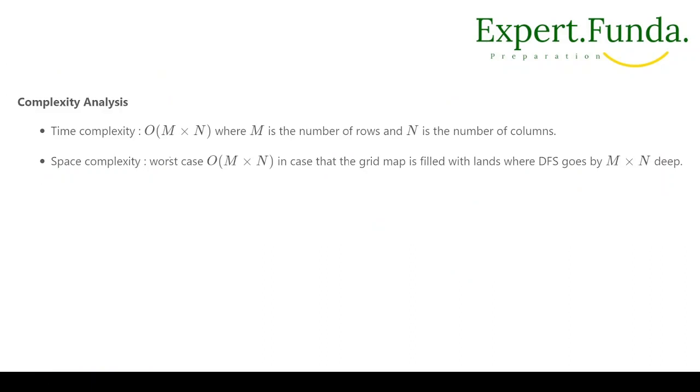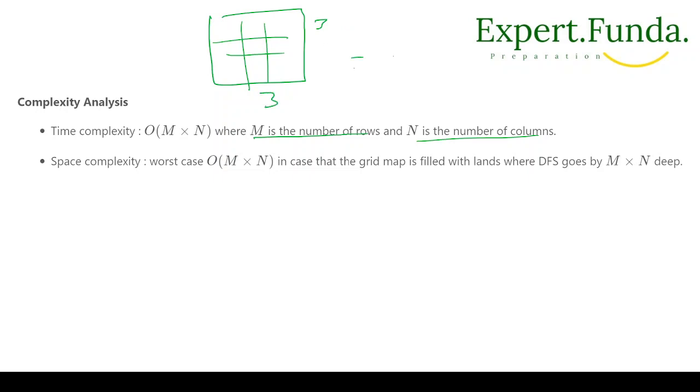And if we talk about the complexity, for time complexity, if m is the number of rows and n is the number of columns, we are moving through all the rows and columns because we have the matrix, and all cells are traversed. If there are 3 rows and 3 columns, we are going 9 times. So time complexity will look like this: m cross n.